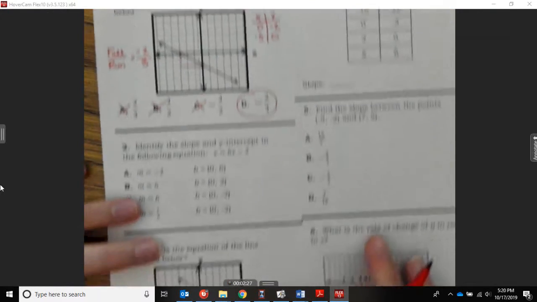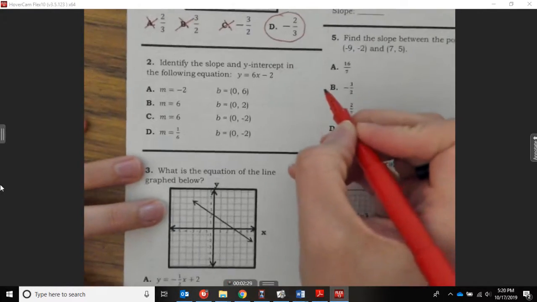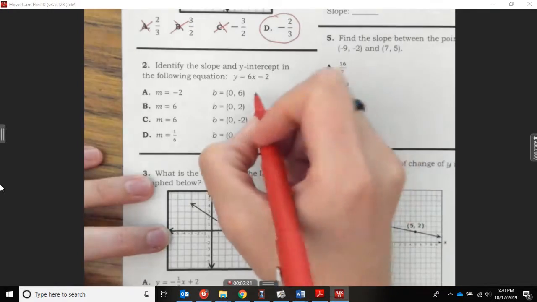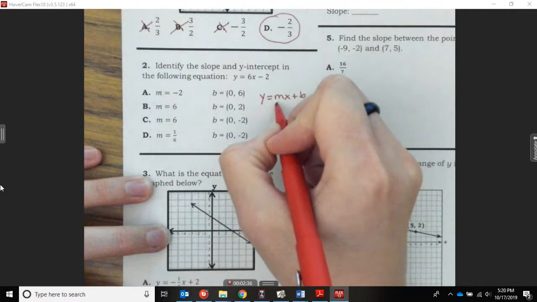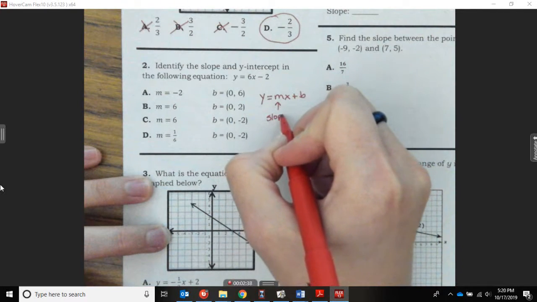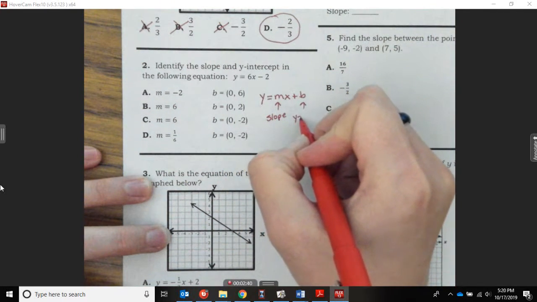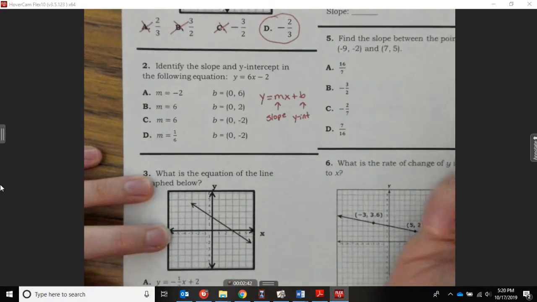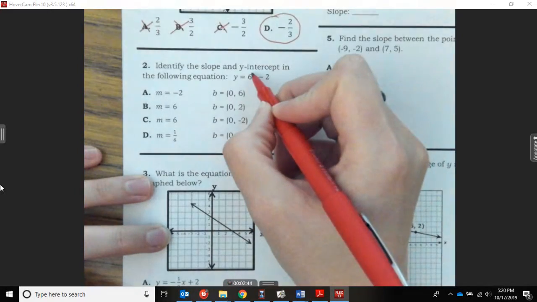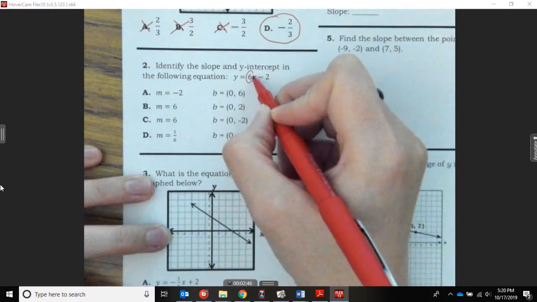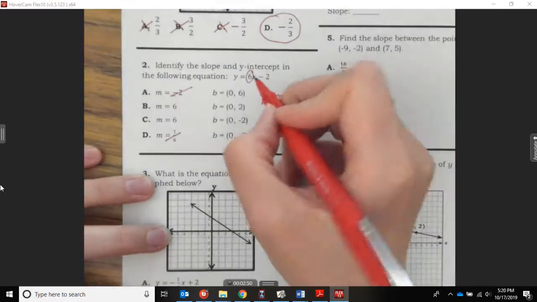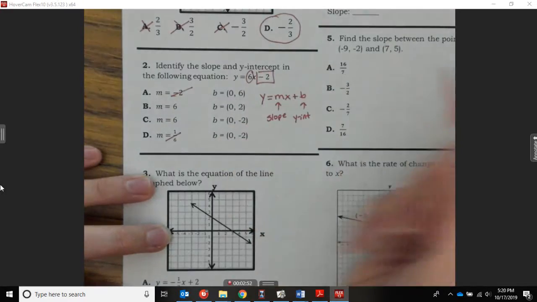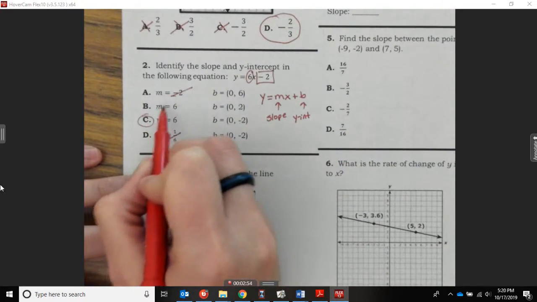Number 2, identify the slope and y-intercept in the following equation. Remember, y equals mx plus b, where m is your slope and b is your y-intercept. And so our slope here is 6, which gets rid of a and d. And then our y-intercept is negative 2, which means C is our answer.